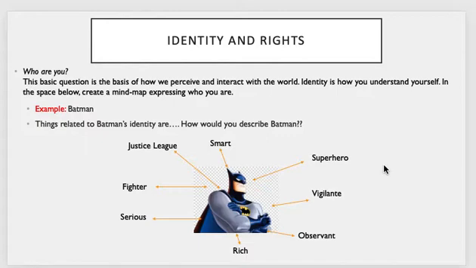So he's smart, right? He's a superhero. He's a vigilante. That means someone who takes justice into their own hands outside of the law. He's observant, so that's one of the qualities. When we make a mind map, sometimes we talk about the qualities of a person. He's very, very rich. Well, Bruce Wayne is rich, but we don't know if they're the same person. He's serious. He's a fighter, and he's part of the Justice League. Okay, so those are some words that would explain who Batman is, as a group, collectively, and then as an individual. What groups does he belong to? What are some traits that describe him? And this is how we start finding out someone's identity.